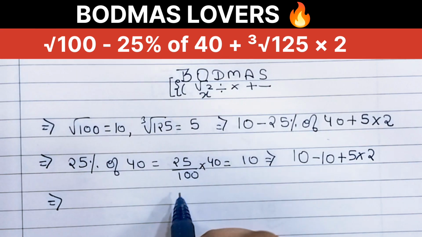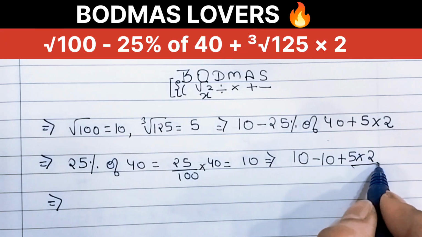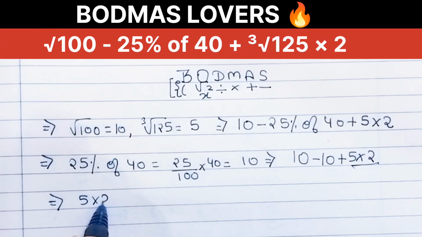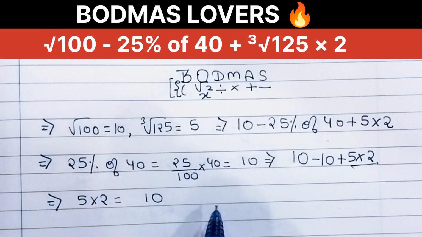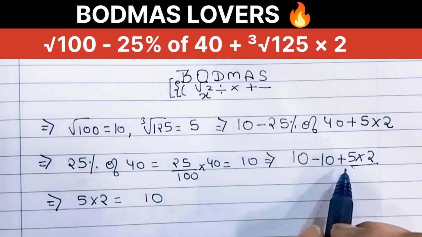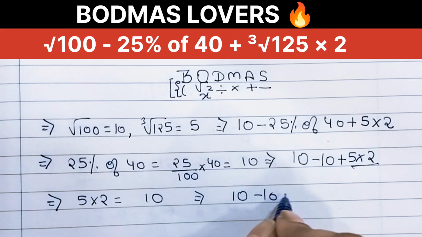Now multiplication. M in BODMAS says multiplication. First we multiply the digits: 5 multiplied by 2 becomes 10. According to this step, there is no division left, so multiplication is the next priority. So now the current expression becomes 10 minus 10 plus 10.